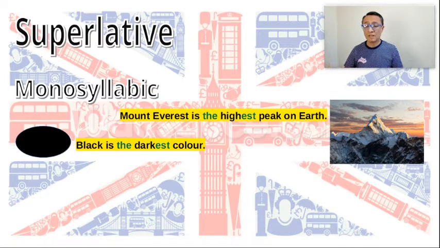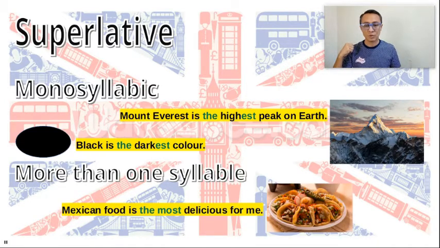If the adjective has more than one syllable, you have to put the words the most before the adjective. For example: Mexican food is the most delicious for me. That's the most amazing show in town. Now, focus your attention on how to identify a comparative or superlative adjective in a text.